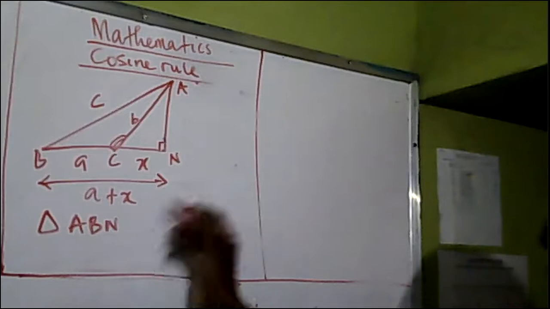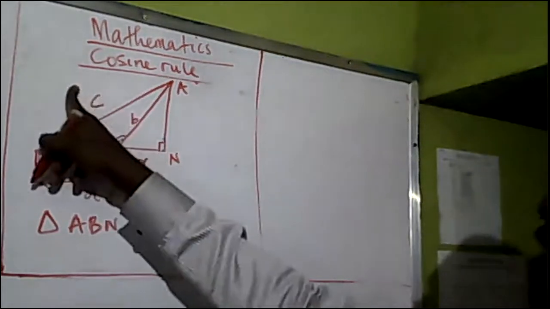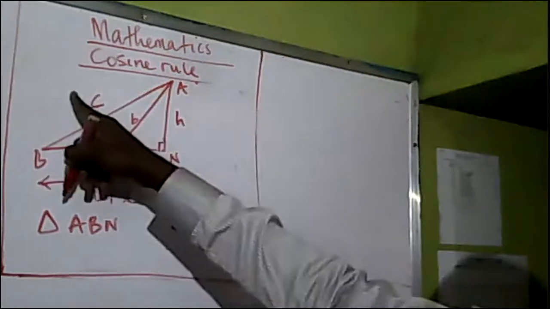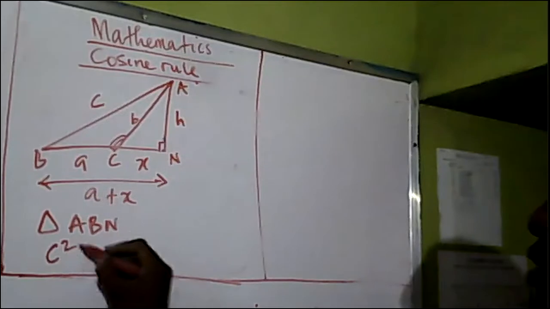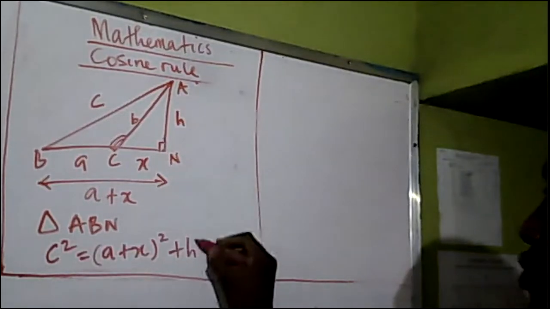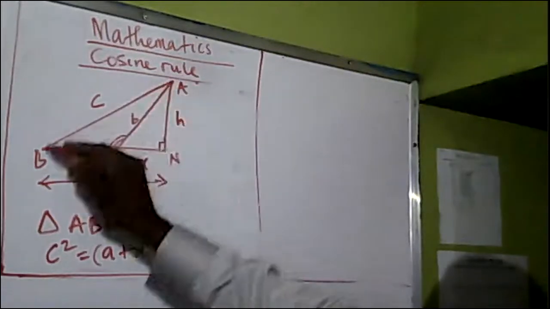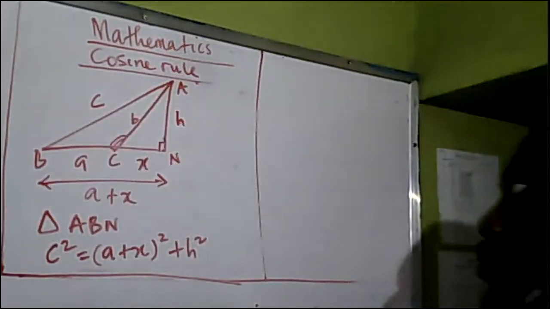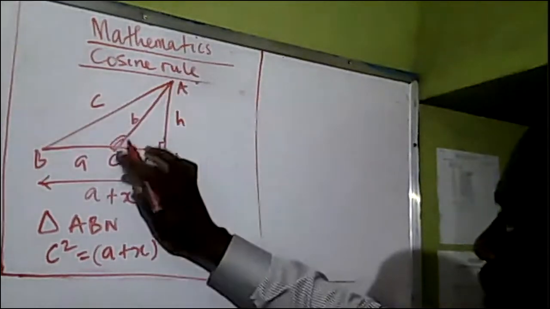So if we are going to prove now, the whole triangle ABN is right angled. So what we are going to do now is what? C square is equal to, so this place is A, C square is equal to what? A square plus A plus X square. C square is equal to, let's start with A plus X square plus H square. Hypotenuse, forget about this one now. We're only dealing with this larger one. So that's why we say triangle ABN, the bigger triangle. Forget about the middle part now.